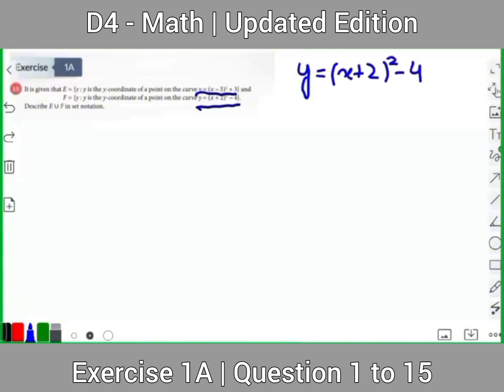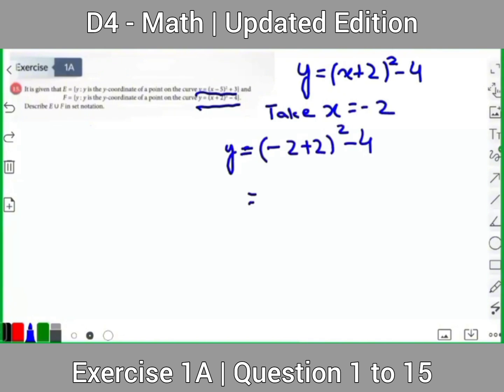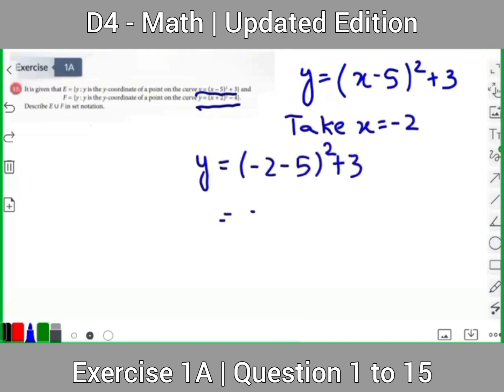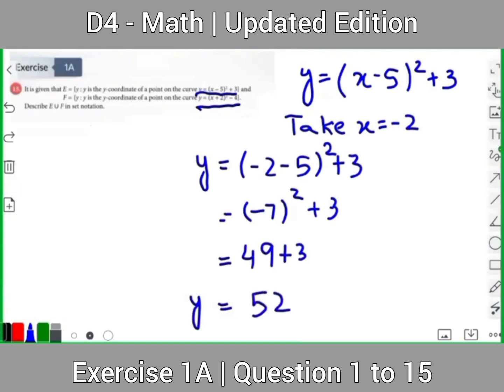Now take the value x equals minus 2. The equation becomes y equals (minus 2 plus 2) whole square minus 4, and this becomes 0 square minus 4, so we have y equals minus 4. Now take x equals minus 2 and put this value into the equation y equals (x minus 5) whole square plus 3. The equation becomes y equals (minus 2 minus 5) whole square plus 3, which gives us (minus 7) whole square plus 3. Minus 7 whole square gives us 49, and 49 plus 3 is 52. So the value of y is 52.